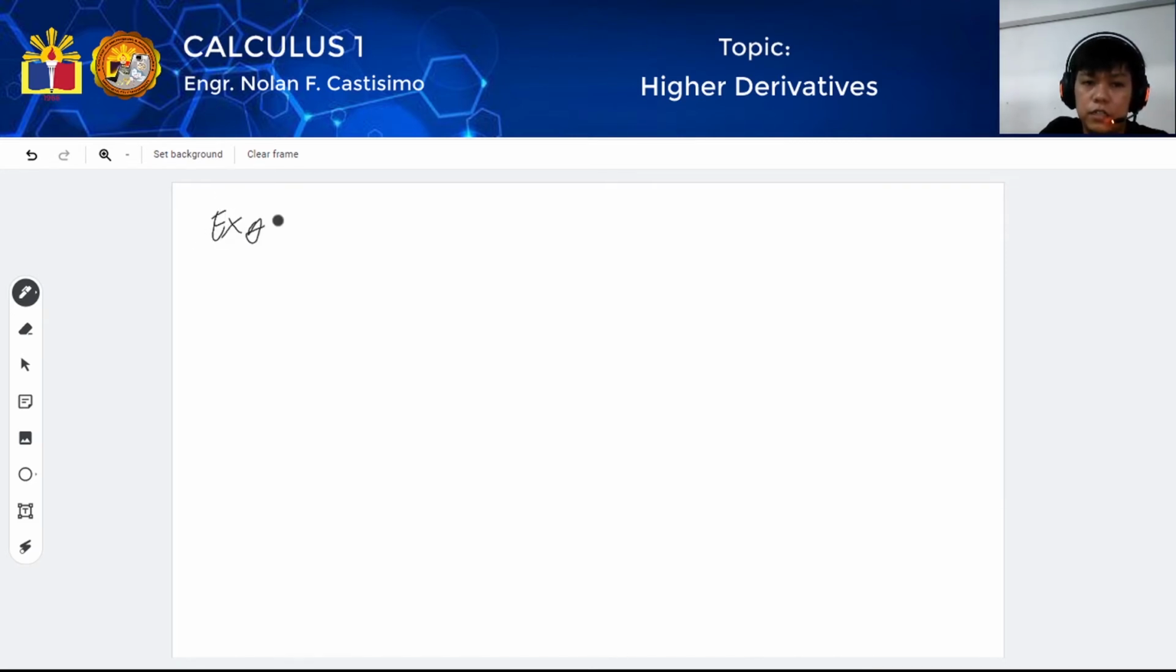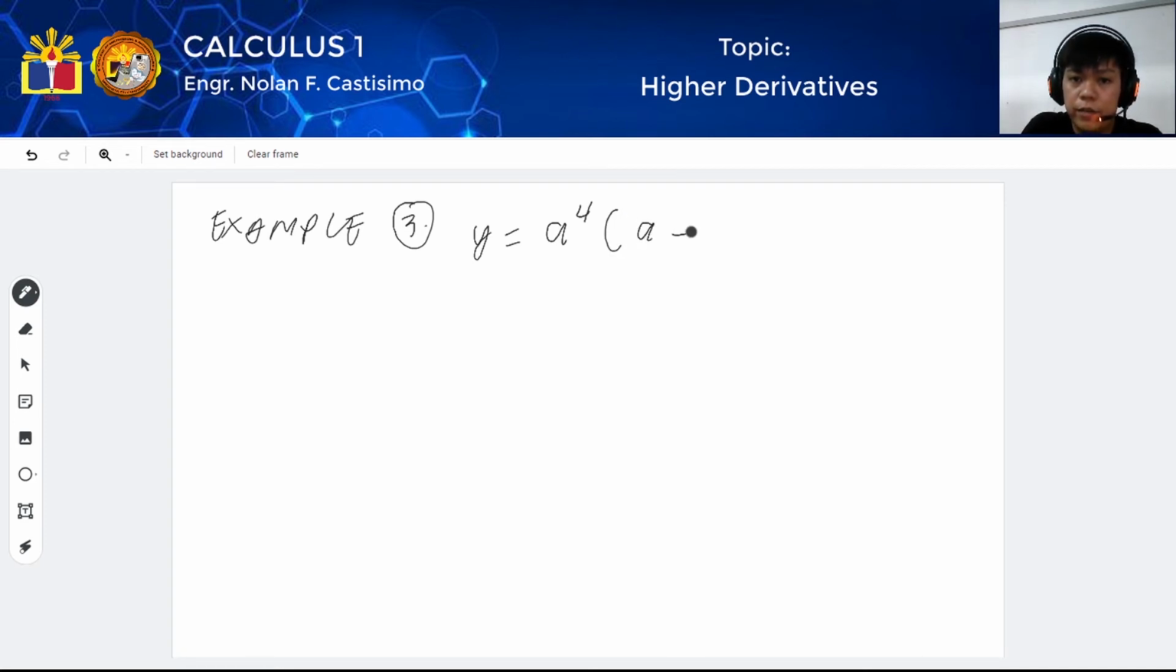Example number 3. So guys, I remind ko lang ulit na lahat dito sa higher derivatives, ma-apply pa rin natin yung mga napag-aralan natin previously. Okay? So, let's have the function y is equivalent to a raised to 4 parenthesis a minus x parenthesis, close parenthesis raised to negative 3.